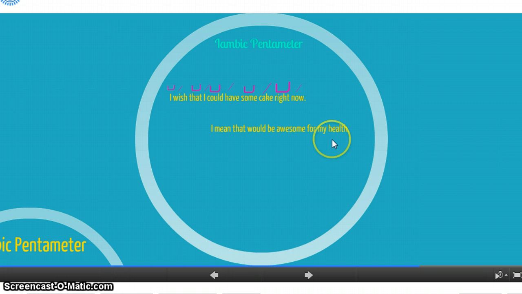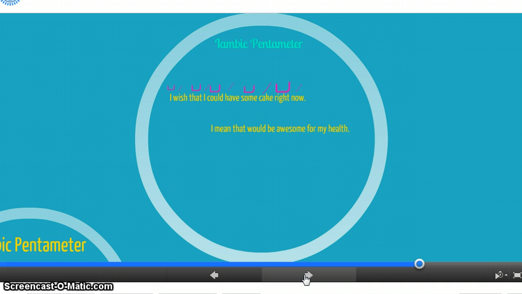Now, why would people write in iambic pentameter? Iambic pentameter is used very commonly because it is a very common way to speak. You see that these sentences are pretty normal. I wish that I could have some cake right now. People actually normally talk sometimes in iambic pentameter without even knowing it.